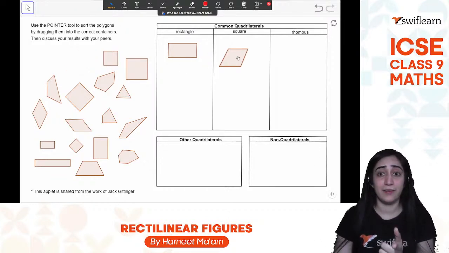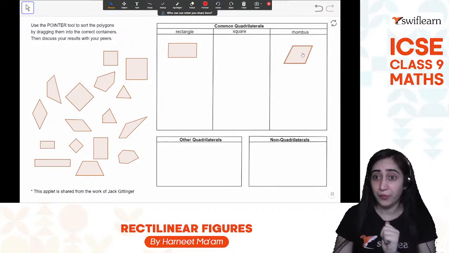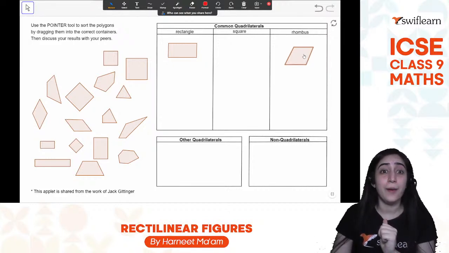Opposite sides are parallel, right? What will it be? It will be a rhombus, right or not? Yes, it will be a rhombus. All the sides are parallel.